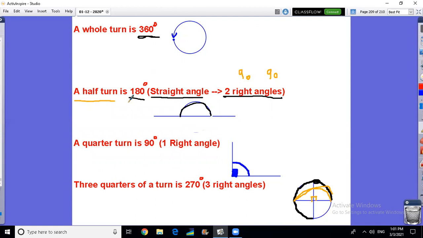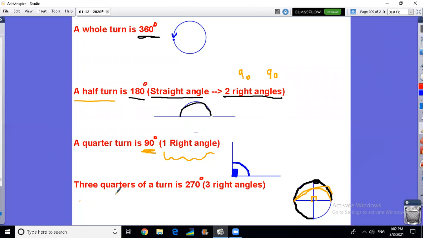Because if the half is 180, the quarter is half of the half. So the half is 180 degrees, the quarter turn is 90 degrees. 90 degrees, okay. That's a right angle, exactly. Okay, guys, so far? So a whole turn is 360, half a turn is 180, a quarter of a turn is 90 degrees, which is one right angle.